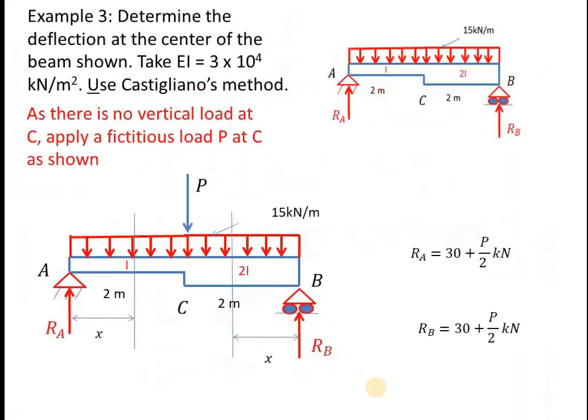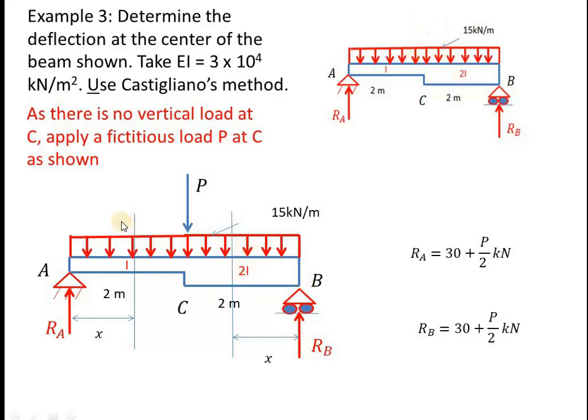Next, we'll have one more problem. The same problem, if I want to solve by Castigliano's theorem. Let me differentiate between Castigliano's theorem and the unit load method. In the unit load method, what we used to do is first calculate the bending moment due to the given loading, then we remove the loading and apply a unit load at C.